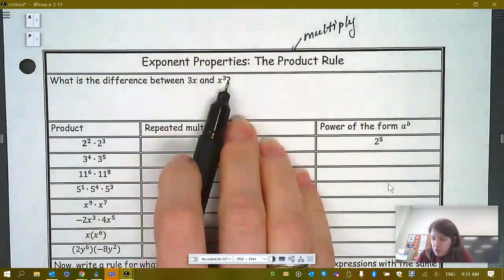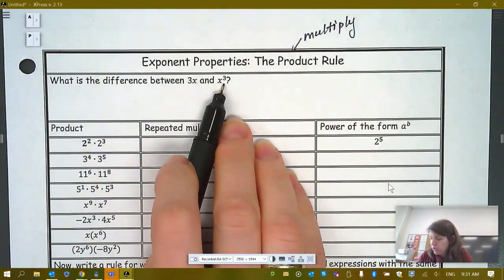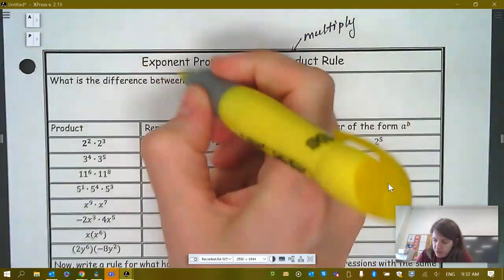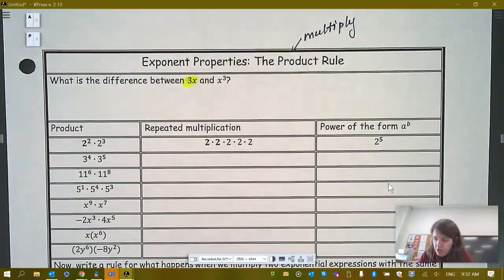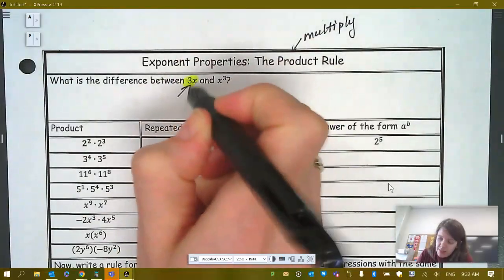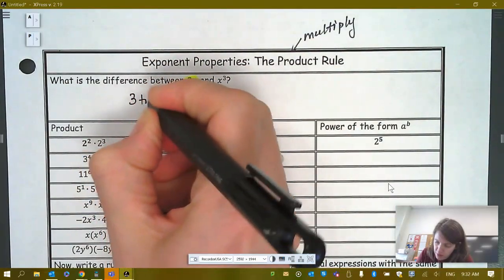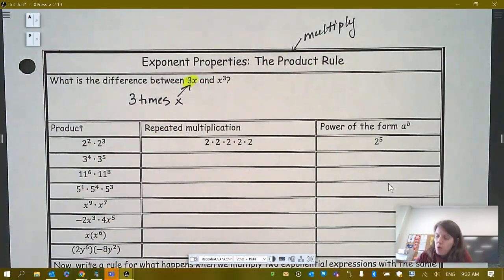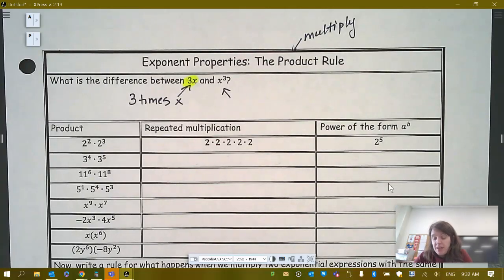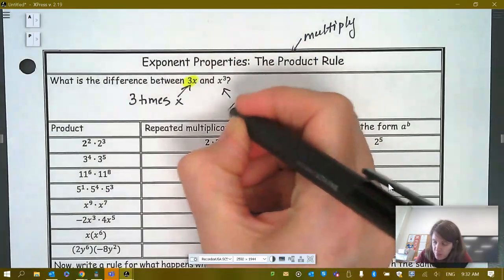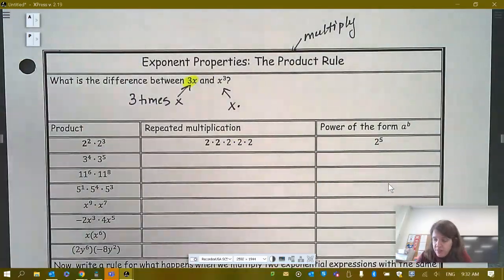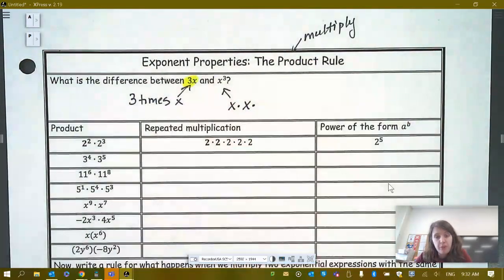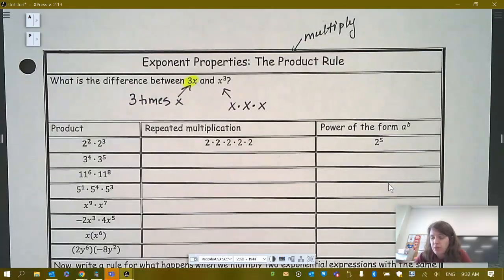So first let's talk about what the difference is between 3x and x to the third. Okay, so 3x right here, this first one is different from x to the third. 3x is like saying 3 times x, right? The number 3 times x. Whereas x to the third is different than that. It is not saying x times 3. It is saying x multiplied a number of times, the same number multiplied through. So it is repeated or multiplied 3 times.